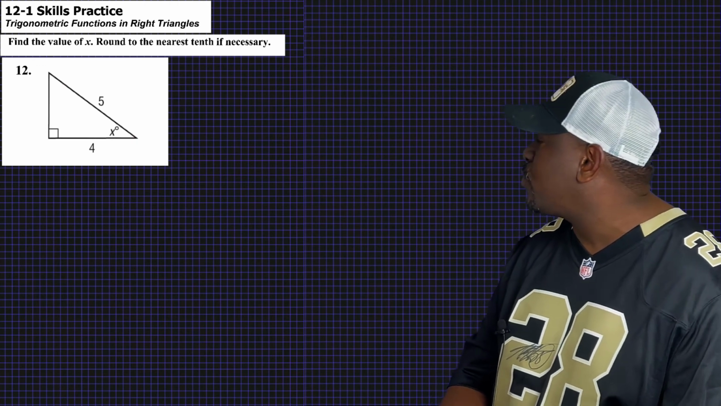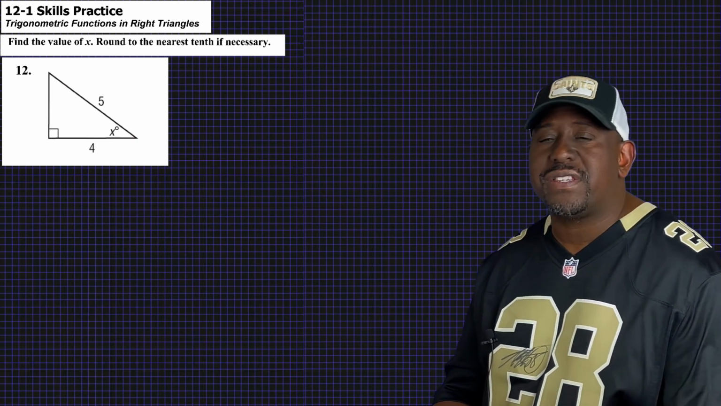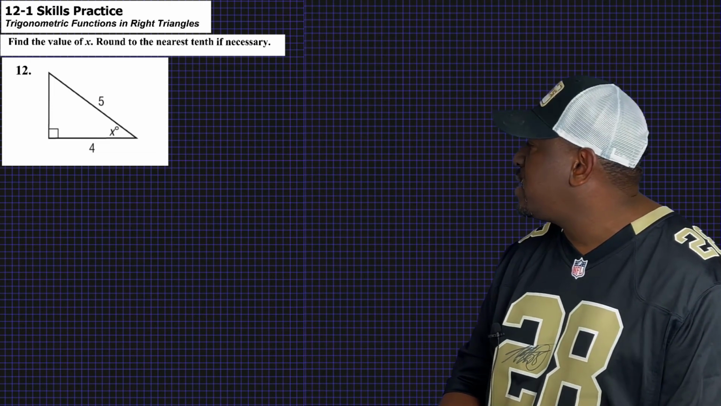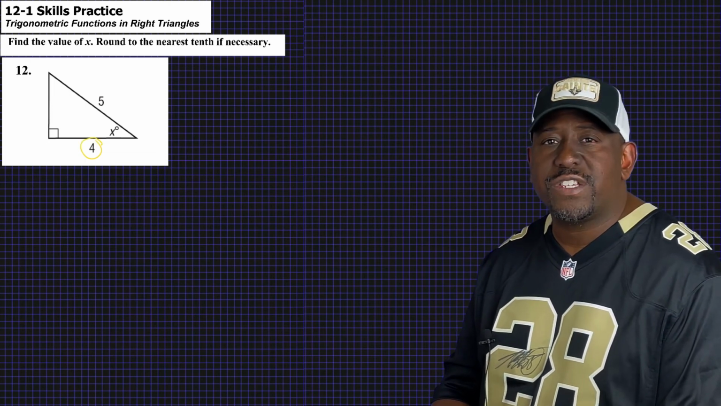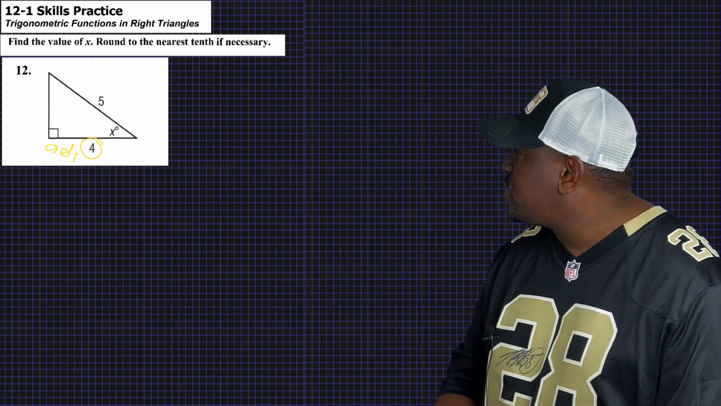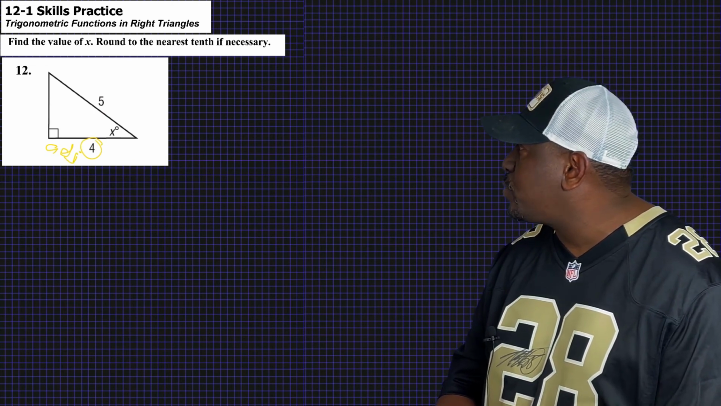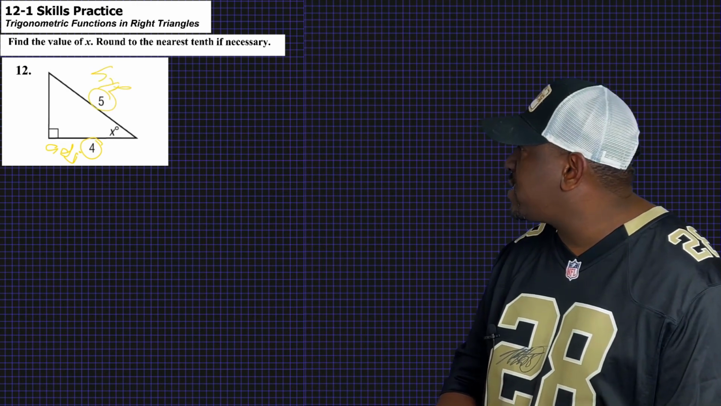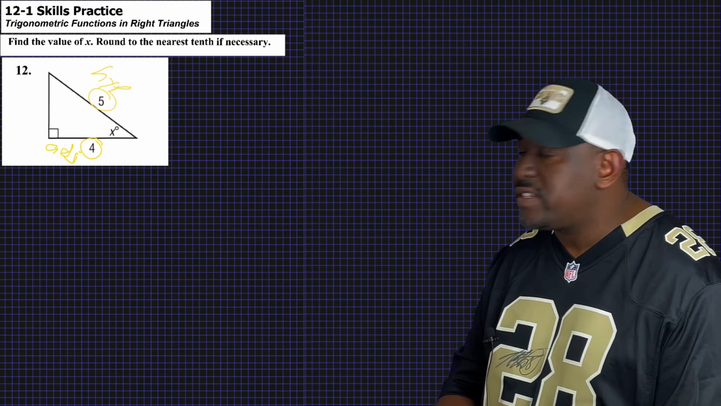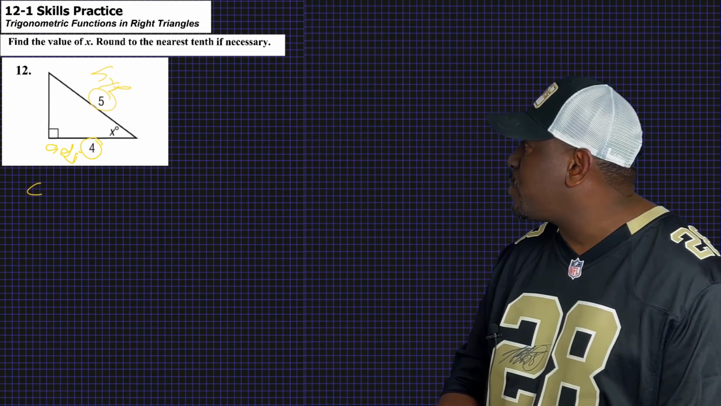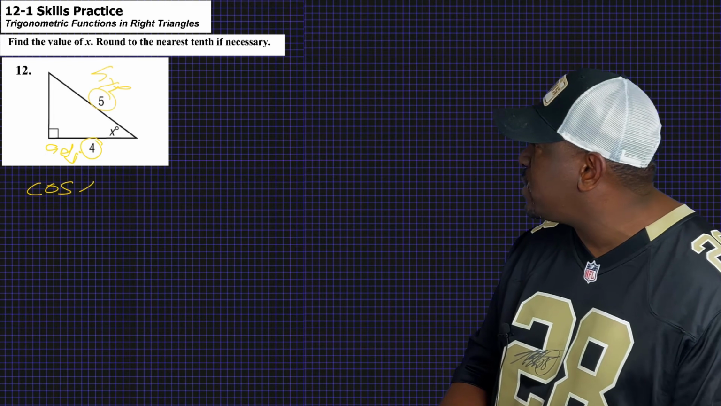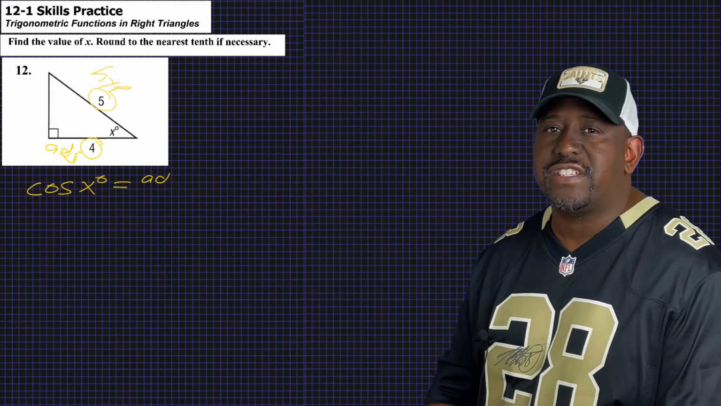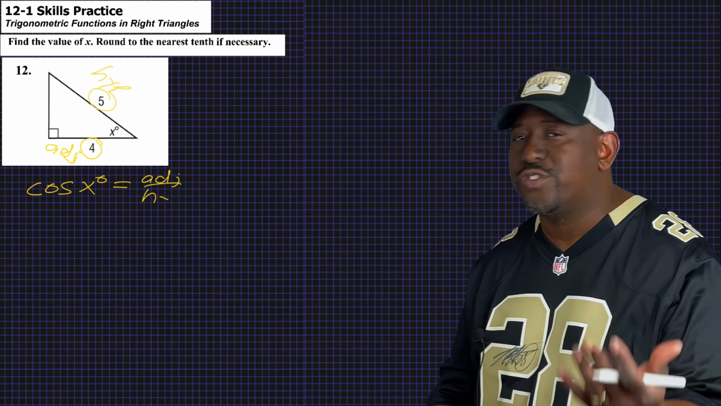So in this problem, we have a right triangle, but this time, instead of finding the length of a side, we're looking for the value of theta, which is x degrees. So again, like we did in the last problems, we want to label the sides in relation to x. The 4 is going to be adjacent since it's next to it. 5 represents the longest side, so it's the hypotenuse. So again, what trig function has adjacent and hypotenuse? It's correct. We're going to use cosine.